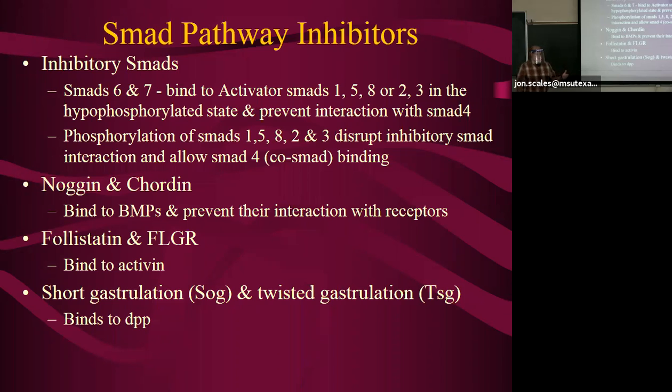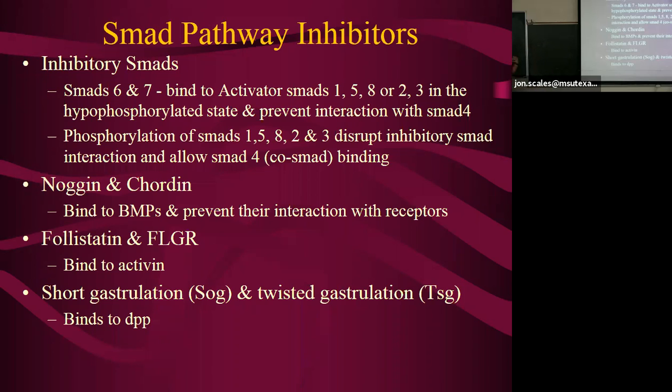And then people figured out, well, how do they affect development? Well, it turns out they have to bind to these ligands. So you don't have that with the FGFs and the EGFs and stuff like that. This seems to be a way of regulating the SMAD pathway. So noggin and chordin bind to BMPs, follistatins and friends bind to activins. Short gastrulation and twisted gastrulation can bind to decapentaplegic. These are fruit fly genes, frog genes, human genes, mouse genes.